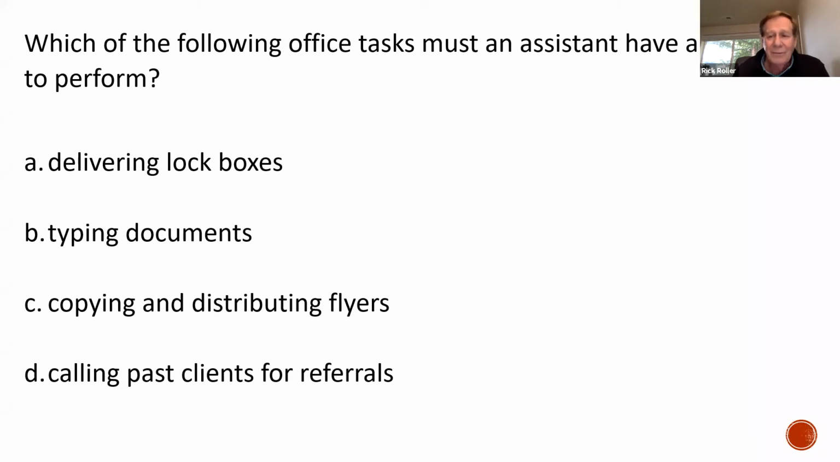An unlicensed assistant can definitely deliver lock boxes. They take them out to a house, they can put them on the house and whatnot. They can certainly type up documents of one kind or another, or help you put together studies or CMAs and that type of thing. And they can certainly copy and distribute flyers. Those are all activities that do not require a license.